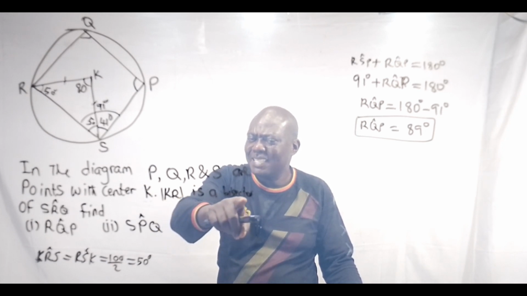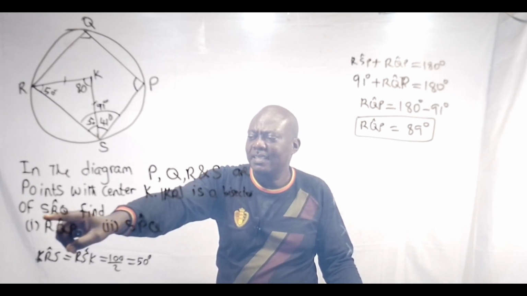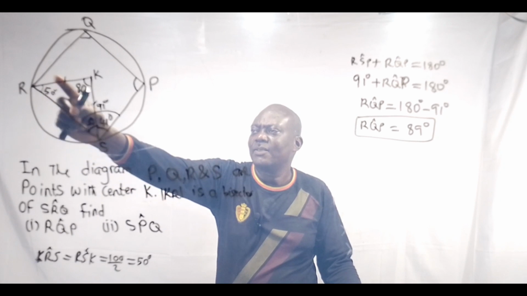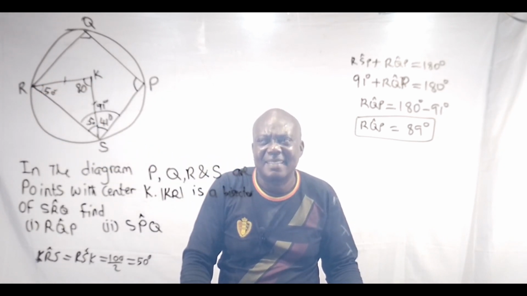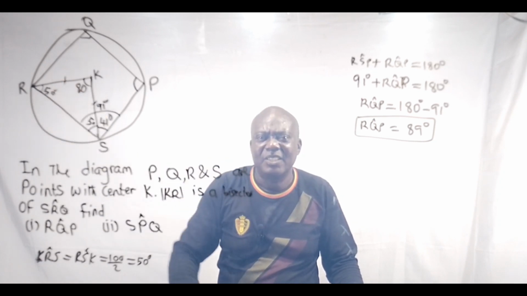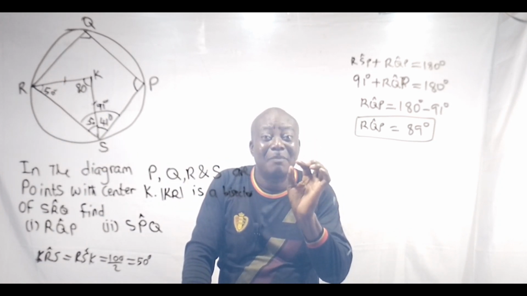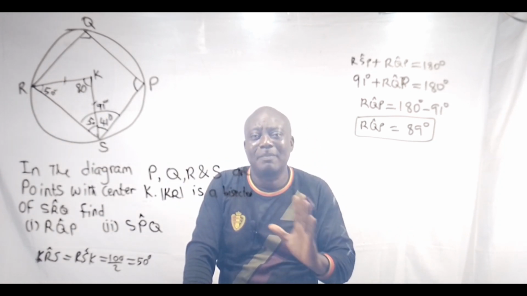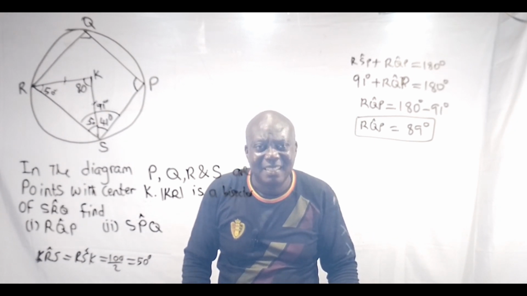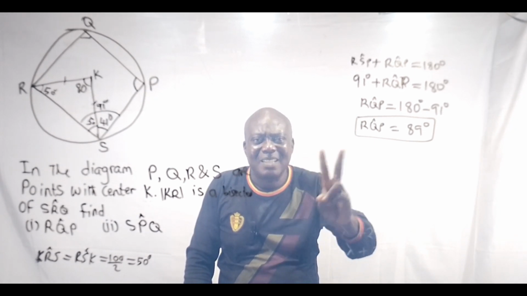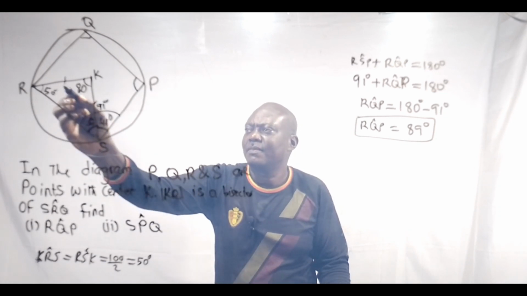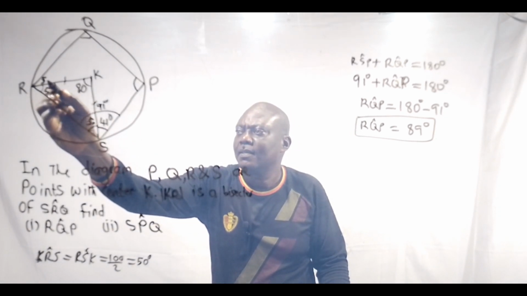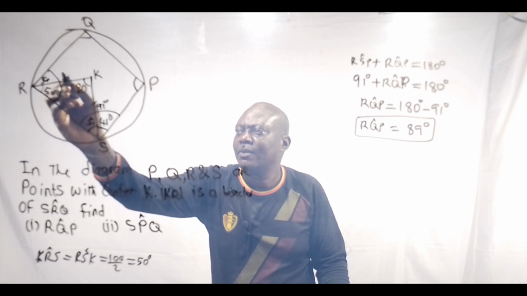KR is a bisector of angle SRQ. That means this line here divides this angle into two equal parts. That's the meaning of bisector. Bisect, two equal parts. A bisector divides into two equal parts. That means this place is 50. So everything here now will be 100.